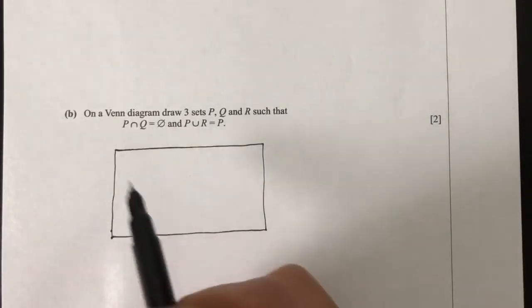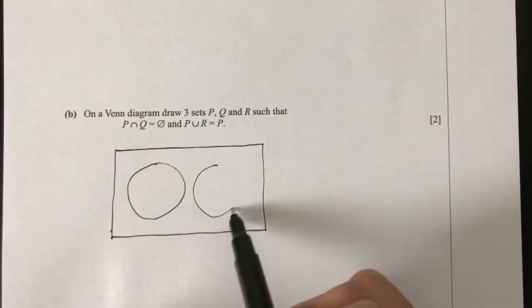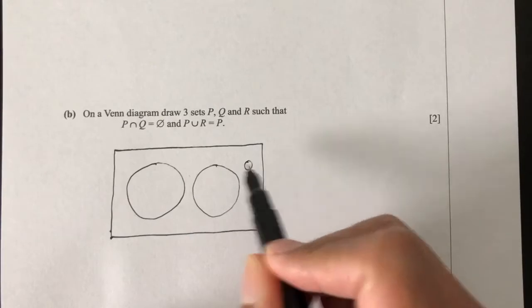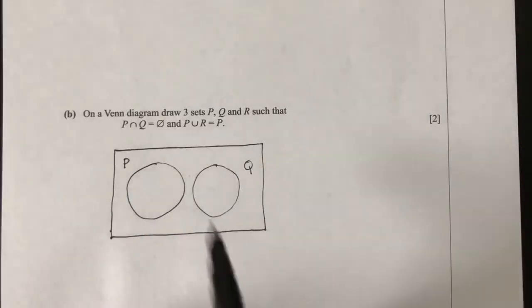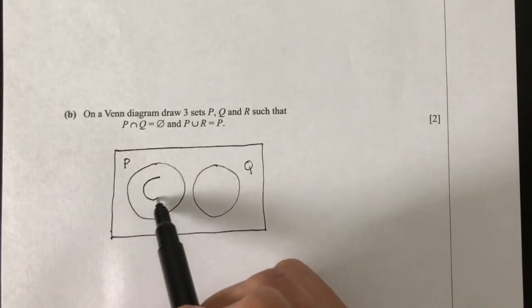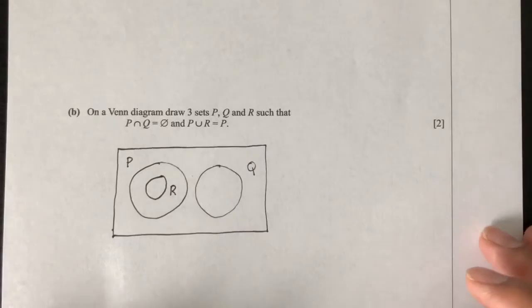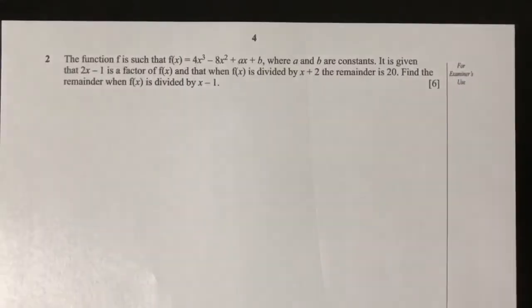Now we have the first condition: P and Q do not meet. That's the first thing we know. This is Q and this is P. And then we know that P union R is P, which means R is inside of P. Okay, and that will be your answer for question number 1. Now let's move on to question number 2.